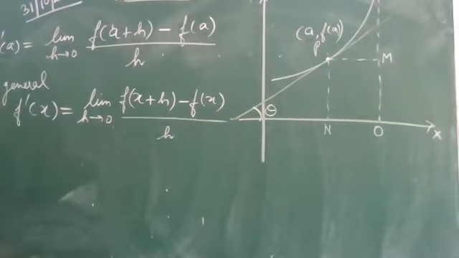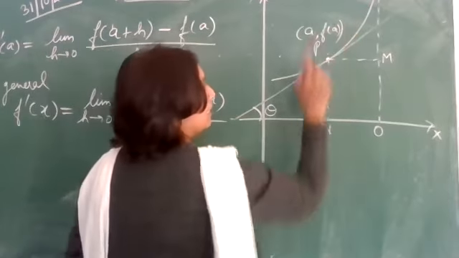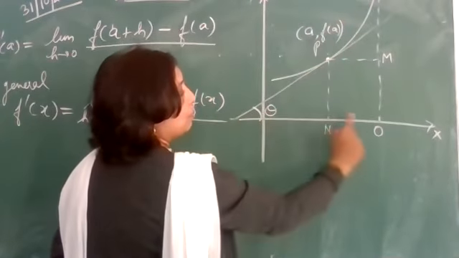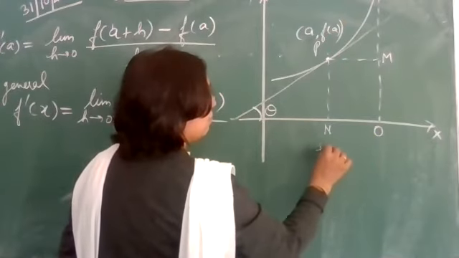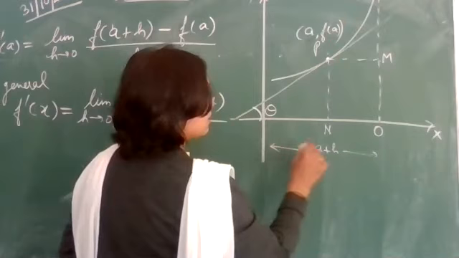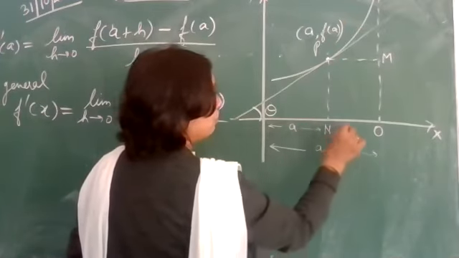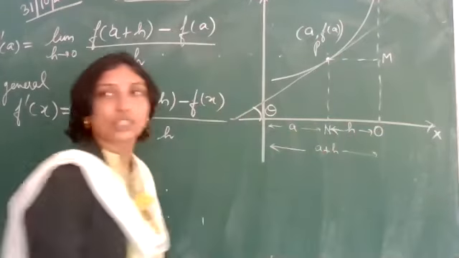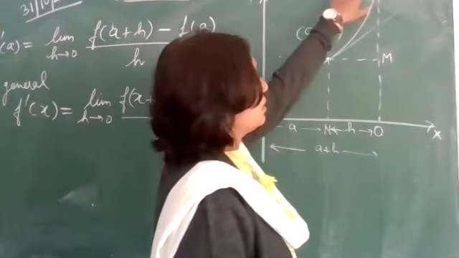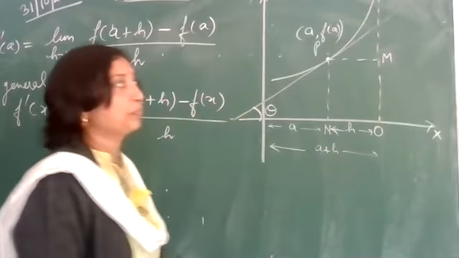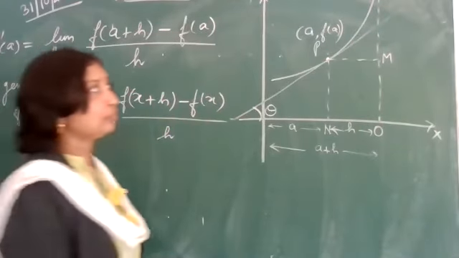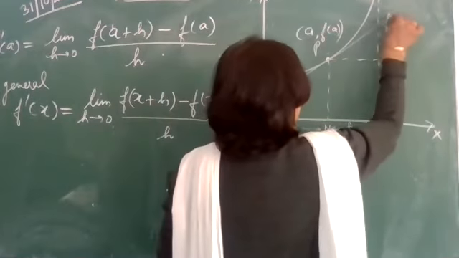What is the distance PM? Can anyone tell me what the distance PM is? It will be ON, so what is ON? See, this is A plus H, the complete distance, and this is A. So we have A plus H minus A, that is H. Right? Let's just calculate QM. What is QM? f(A plus H).